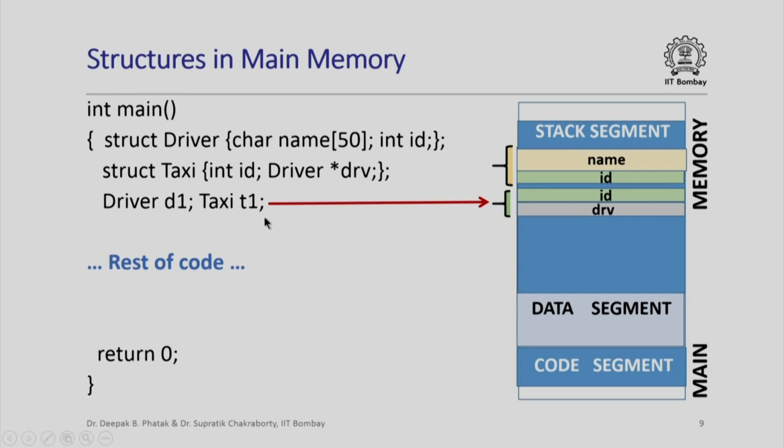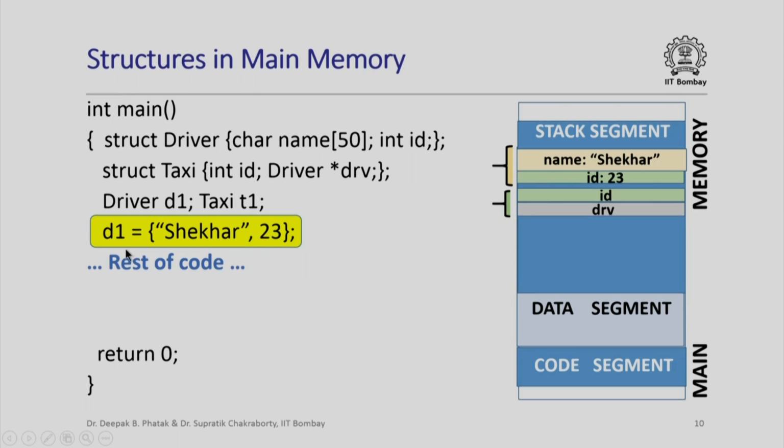Similarly, the variable T1 will have space allocated for it in the stack segment because it is a local variable of main, and in this space there will be space for the member ID and also space for the member DRV. Note that DRV being a pointer, we need only 4 bytes for storing its value. So the space required for storing the value of DRV is the same as the space required for storing the value of ID. One is an integer, the other is a pointer.